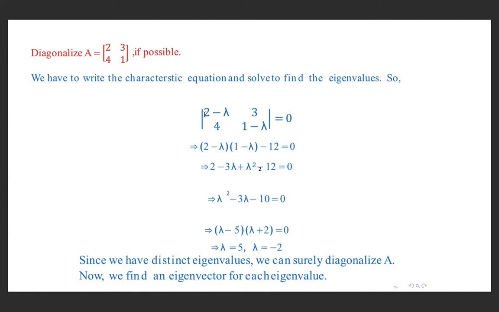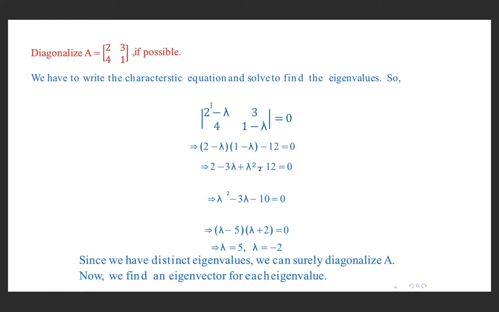So the characteristic equation here is determinant of [2 minus lambda, 3; 4, 1 minus lambda] equal to 0, because the characteristic polynomial is A minus lambda I, where I is [1, 0; 0, 1]. So lambda into I is [lambda, 0; 0, lambda]. If we subtract this from the matrix, we get 2 minus lambda, 3 minus 0, 4 minus 0, 1 minus lambda. So this will be equal to the determinant equal to 0.